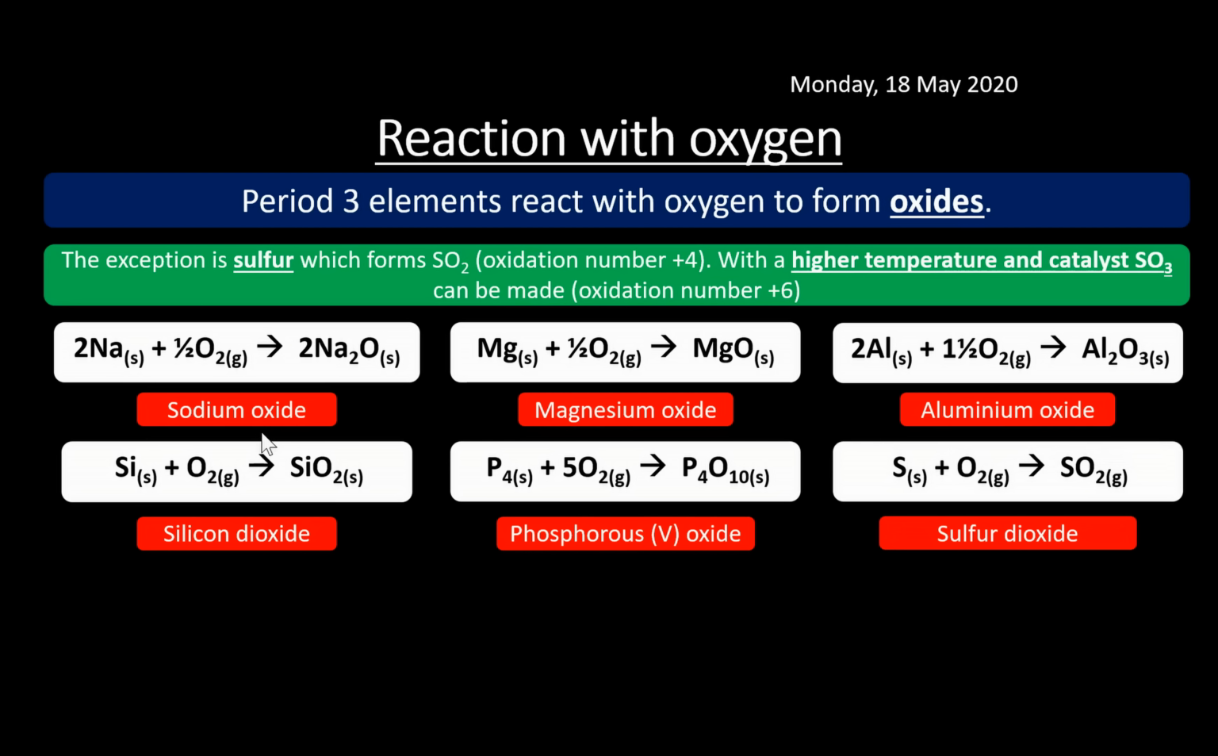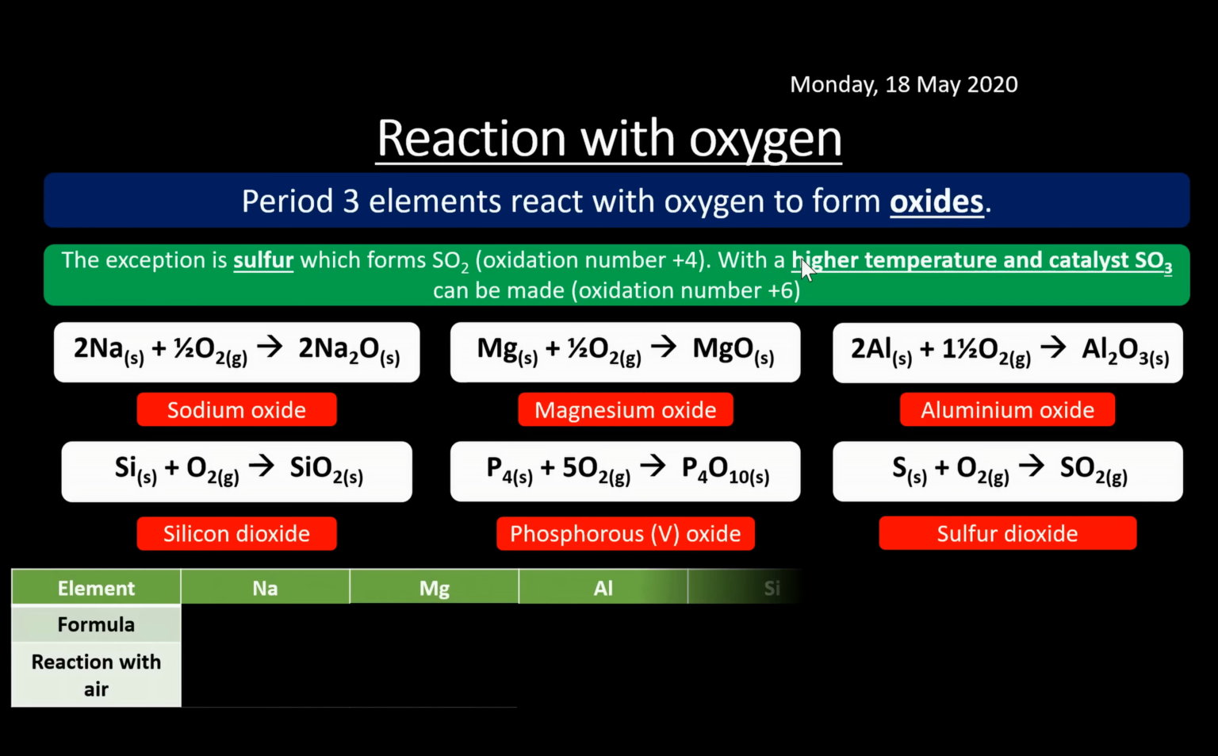And then obviously sulfur forms sulfur dioxide, which has the oxidation number +4. But with a higher temperature and catalyst, SO3 can actually be made as well. So it has various different oxidation states with regards to oxides for sulfur. All the other ones form pretty much straight up oxides. These are the ones that you need to know, but just be aware that sulfur is a slight exception here, because it can form SO3 as well if it's at a higher temperature. Just be aware of that.